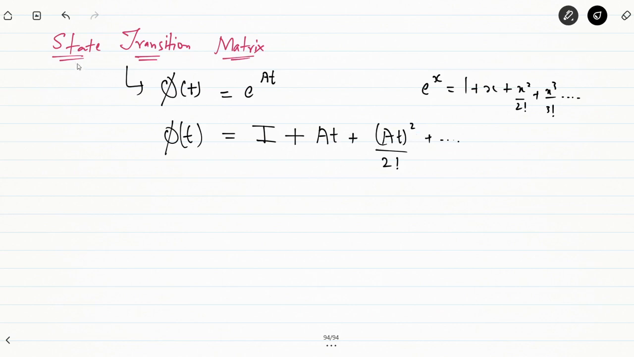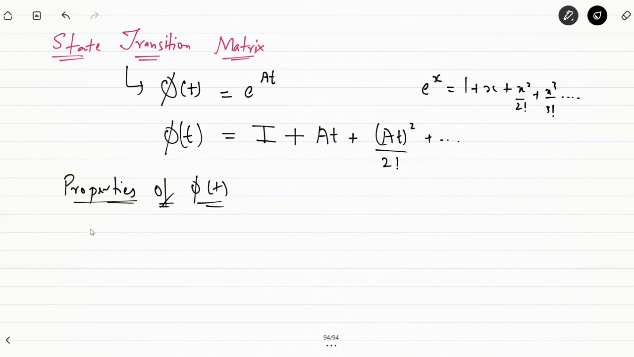Fine. I'm not yet defining the state transition matrix. इसकी जो definition है, I'm going to keep that pending for now. इसकी जो definition है वो मैं आपको बाद में बताऊंगा after we find out the solution of the state space equations. For now, I'm going to keep it like this. But there are some properties of this phi t, this state transition matrix, that I'm going to be discussing.